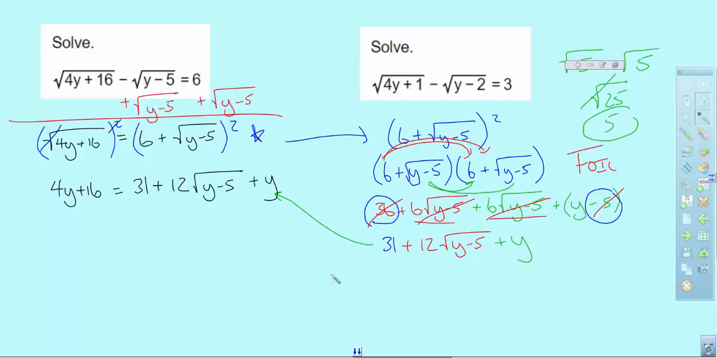At this point right here, this is different than anything we've done.